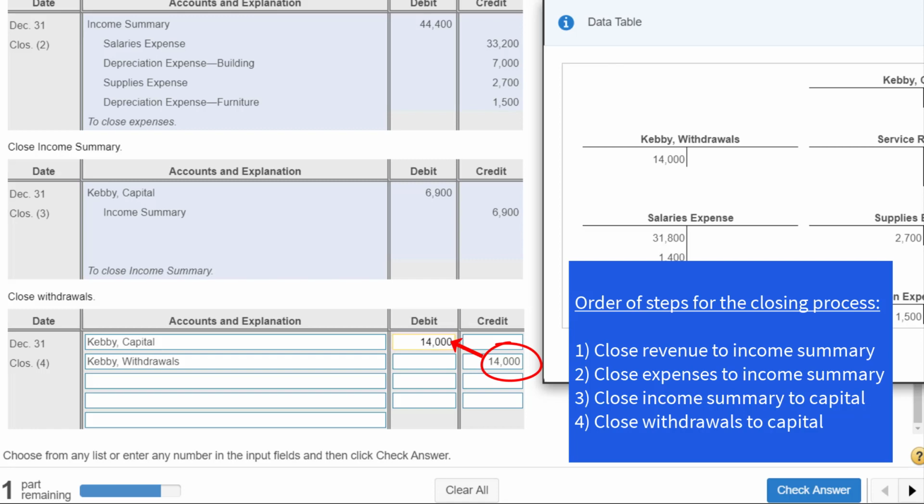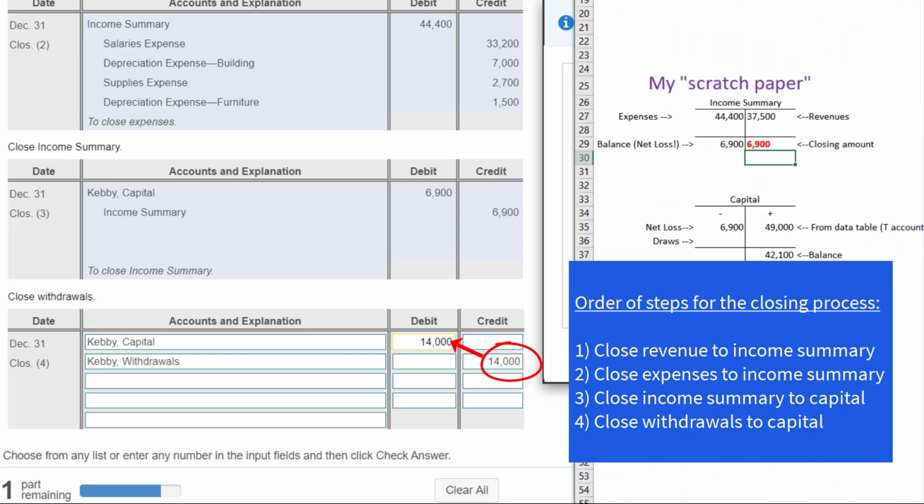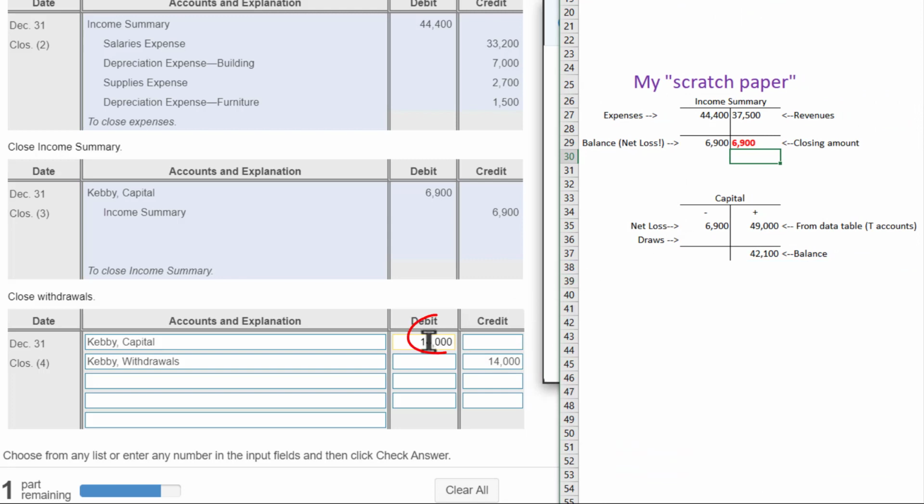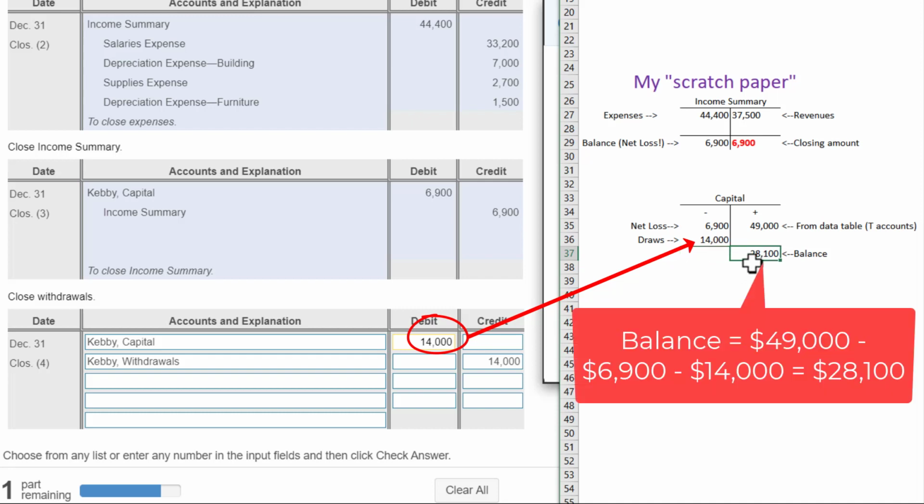So I need to finish my T account. So notice over here, capital is being debited, so I need to debit capital for my T account. And then let's see if our new balance is correct. So to get this new balance, I'll show you how I do an Excel formula. You say equals this minus the net loss minus the draw. You hit enter, and there we go. We have a $28,100 credit balance in capital.